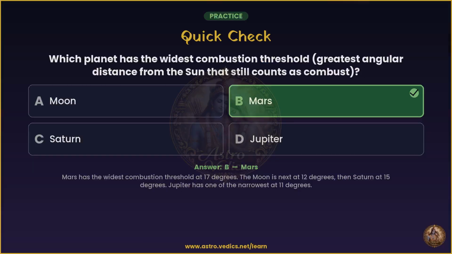Quick check. Which planet has the widest combustion threshold, the greatest angular distance from the Sun that still counts as combust? Is it A. Moon, B. Mars, C. Saturn, D. Jupiter? Take a moment to think. The answer is B. Mars. Mars has the widest combustion threshold at 17 degrees. The Moon is next at 12 degrees, then Saturn at 15 degrees. Jupiter has one of the narrowest at 11 degrees.